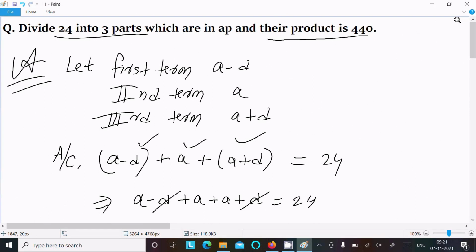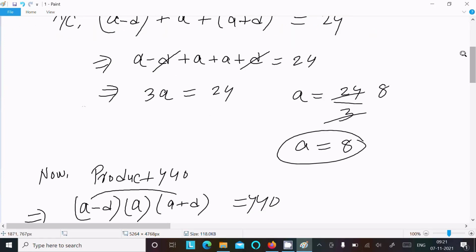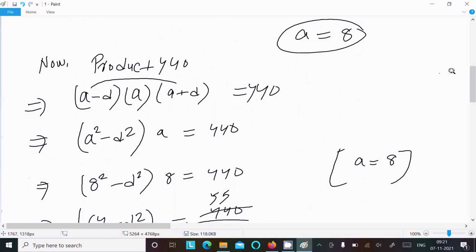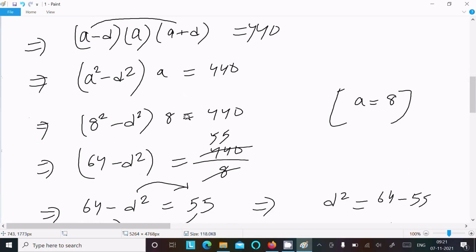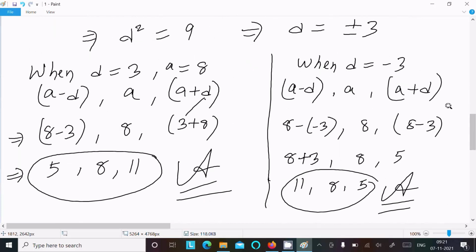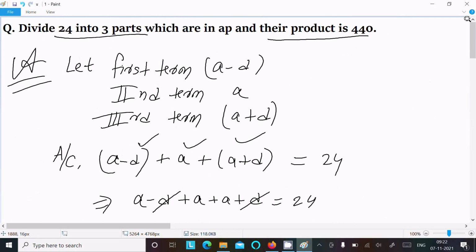So let me repeat one time. Let the first term be a minus d, the second term a, and the third term a plus d. So dividing 24 into 3 parts, the first part, second part, and third part, if I combine, equal 24. Now from here you can easily calculate the a value. The a value is 8. Now the product is 440, so multiply these 3 terms, so a square minus d square into 8 equals 440. Thereafter d square is calculated as plus or minus 3 and a is calculated as 8. So when the d value is 3, you get 5, 8, 11. When d equals minus 3, you get 11, 8, 5. So this is the way we can find the 3 terms of this question.